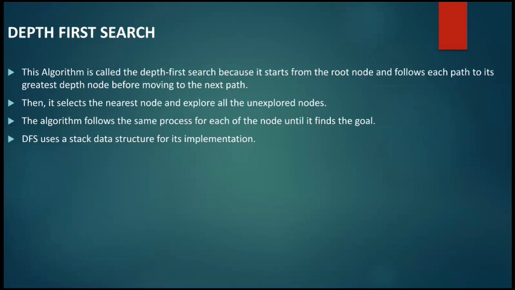Depth first search is basically a recursive algorithm, just like breadth first search, for traversing a tree or a graph data structure. It is called depth first search because it starts from the root node and follows each path to its greatest depth node before moving to the next path. DFS, in contrast to BFS, uses a stack. BFS was using a queue data structure for storing the nodes, but DFS uses the stack data structure for its implementation.